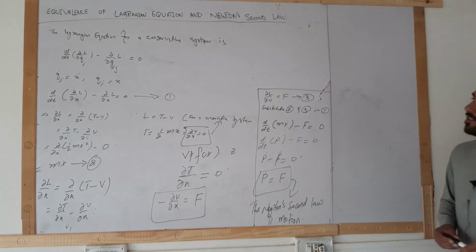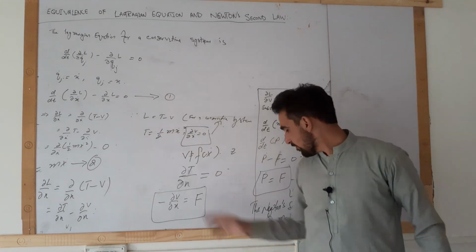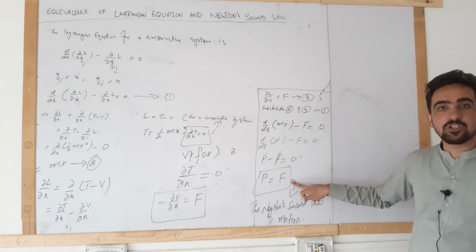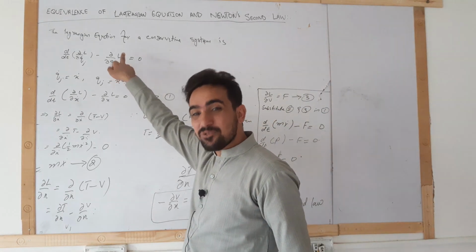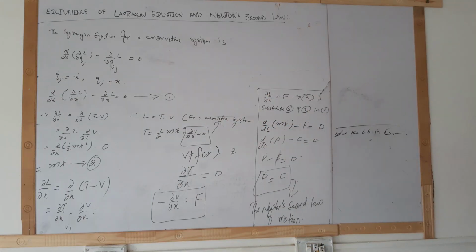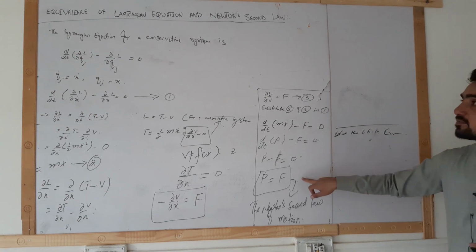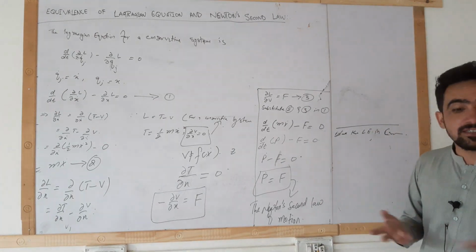So reviewing, we have assumed the Lagrangian equation for Cartesian coordinate system, and then solved it, and we have gotten Newton's second law of motion. It means that the Lagrangian equation is actually the Newton's second law of motion in generalized coordinates. It's a short topic, but it is important, and it gives us the assumption that Lagrangian equation is actually the Newton's second law of motion.